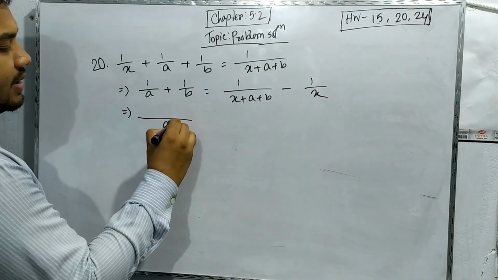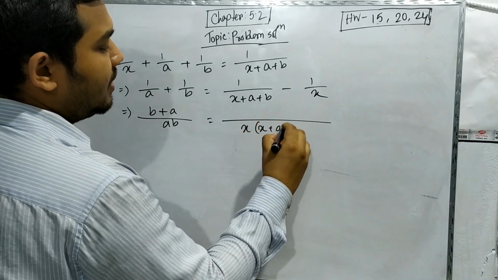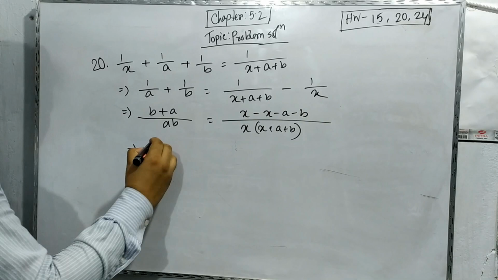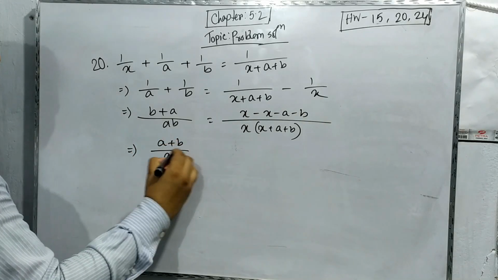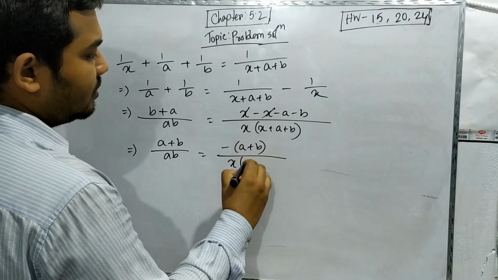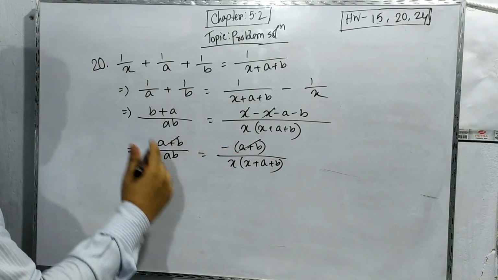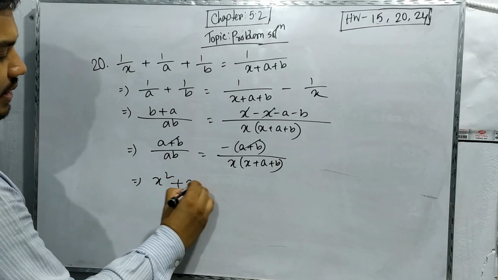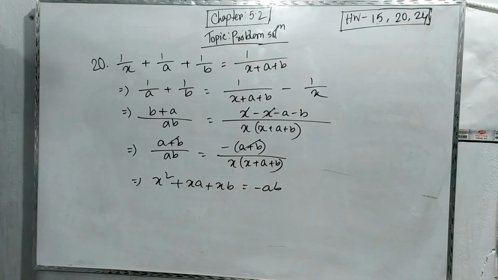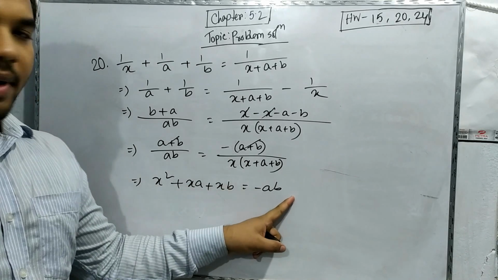Then ab will be our LCM. So (b plus a) by ab equals (x minus x minus a minus b) by x into (x plus a plus b). So it will be (a plus b) by ab, and here x comes, so (a plus b) by x into (x plus a plus b). This is gone. So if we go for the calculation, then x square plus xa plus xb equal to minus ab.